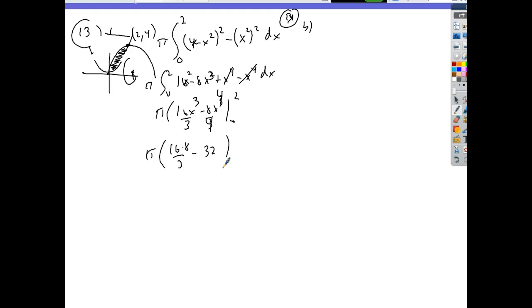All right, good to know. 30 and 28 minus 3 times 32. Yep, sure enough. 32 thirds pi.